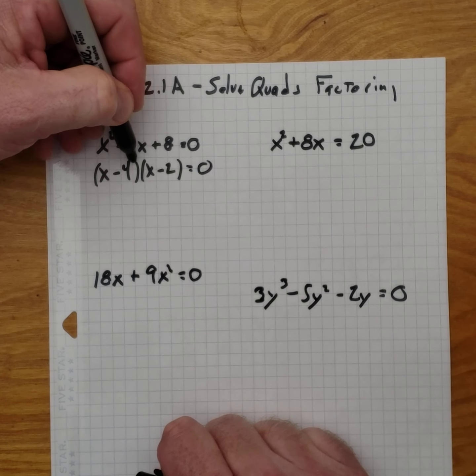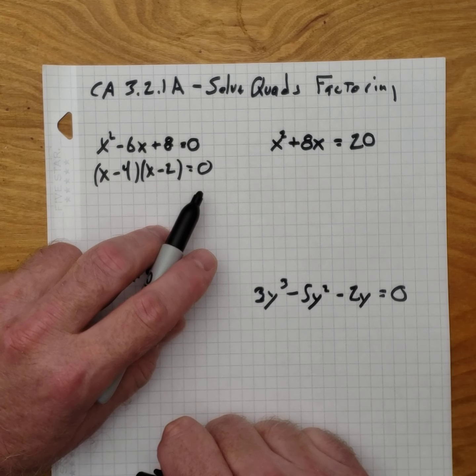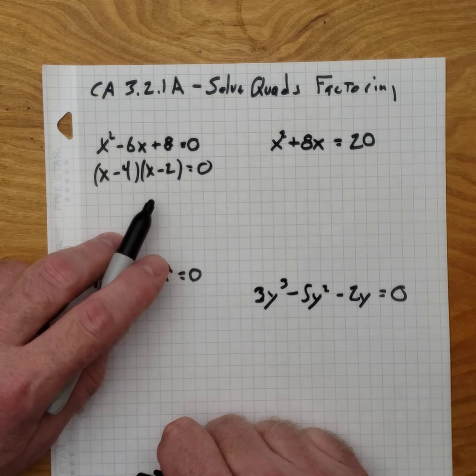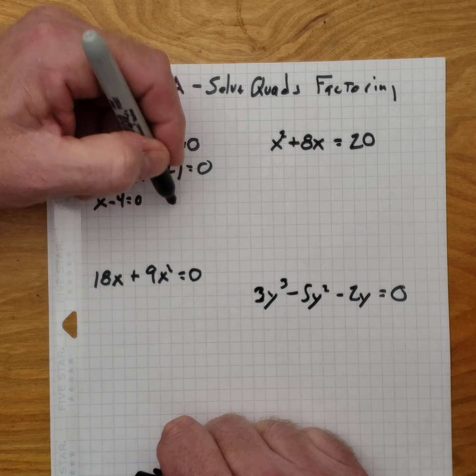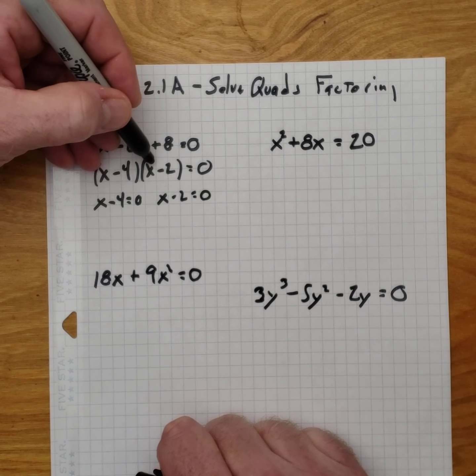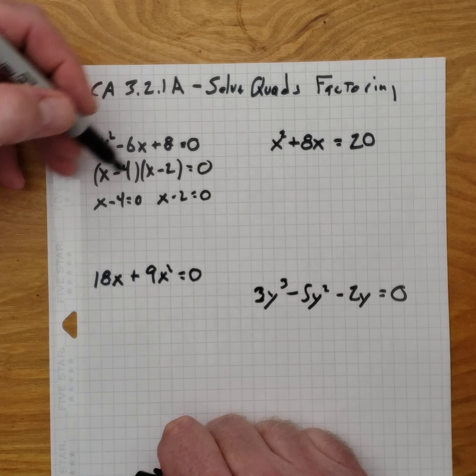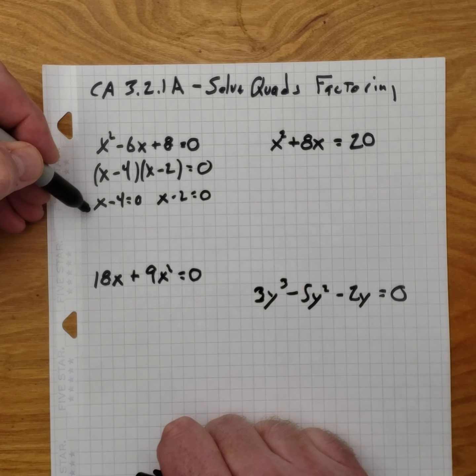What we have here is a product of 2 things that ends up being 0. The only way that can happen is if one of these things is 0. So either x minus 4 is 0 or x minus 2 has to be 0. If these 2 multiplied together ends up being 0, then one of those 2 things has to be 0. And that gives us 2 very easy equations to solve.